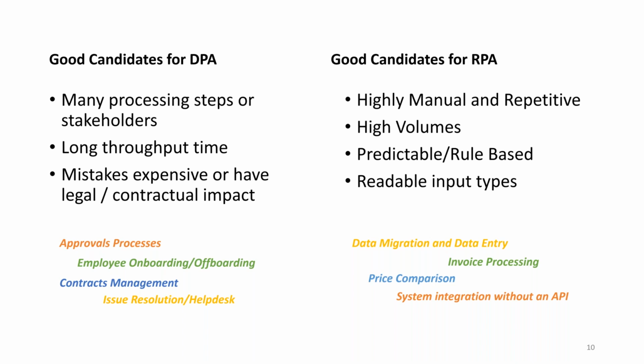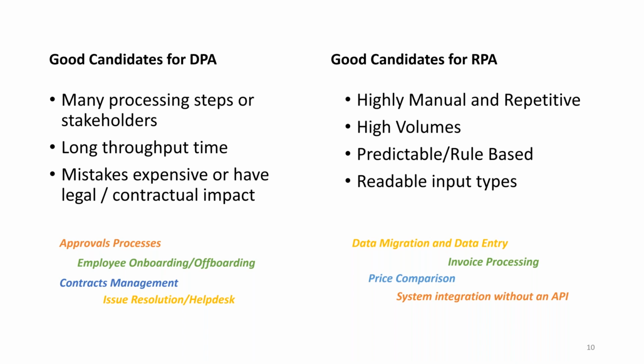RPA, it's a little bit newer, but again, we are seeing some interesting cases for this, like we were alluding to before, things that are highly manual and repetitive, very high volume, very predictable and rule-based, and with readable input types are good candidates for RPA, because for the most part, you can build in the rules for the robot to take it over and automate without needing too much human intervention, and you're going to get more value out of it the higher the volume is.